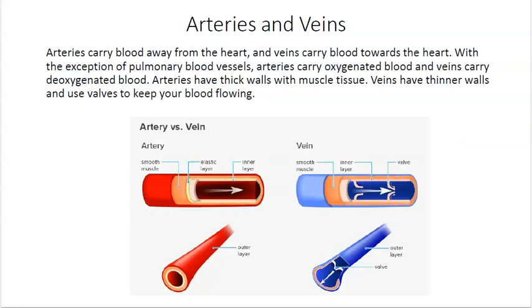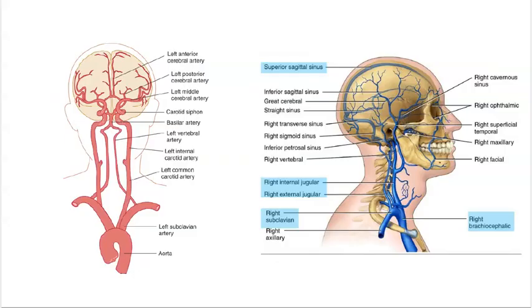Arteries carry blood away from the heart. Veins carry blood towards the heart. With the exception of pulmonary blood vessels, arteries carry oxygenated blood and veins carry deoxygenated blood. Arteries have thick walls of muscle tissue. Veins have thinner walls and use valves to keep your blood flowing. Lots of questions about the difference between arteries and veins.